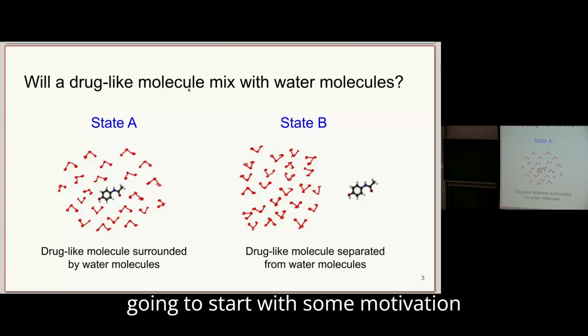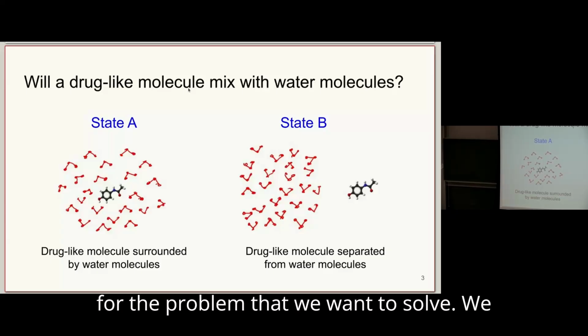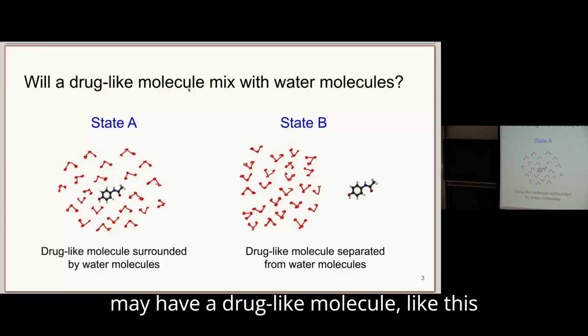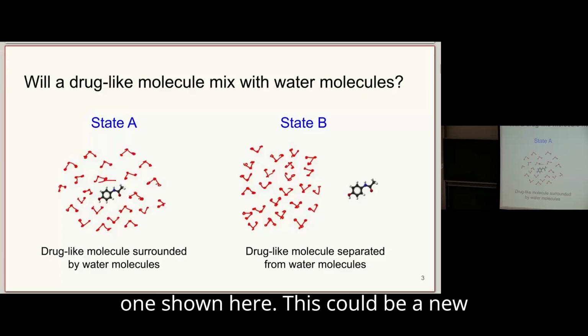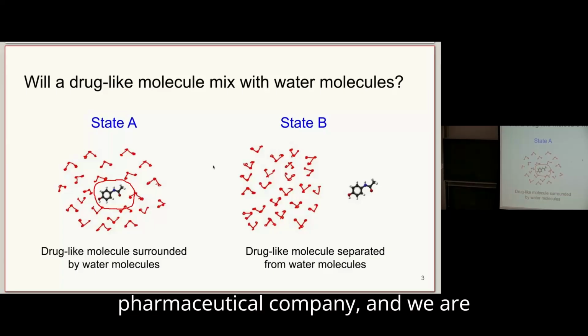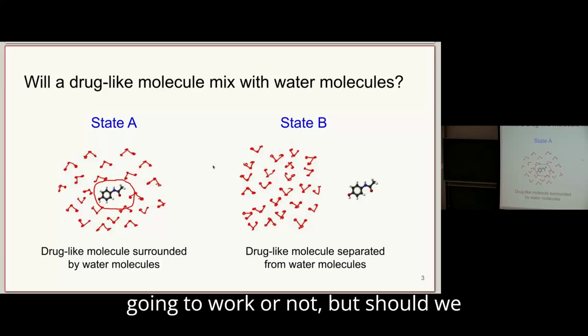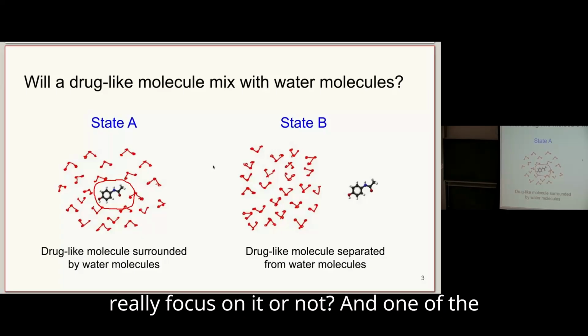I'm going to start with some motivation for the problem that we want to solve. We may have a drug-like molecule, like this one shown here. This could be a new molecule. And maybe we are a pharmaceutical company, and we are thinking, should we fabricate this drug-like molecule or not? Should we focus more on it? Maybe this is an initial candidate. We don't know if it's going to work or not, but should we really focus on it or not?